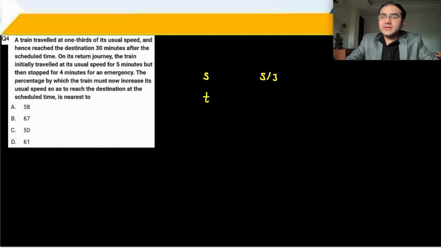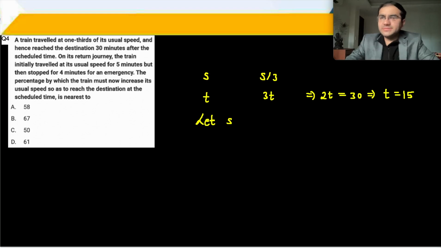So time taken initially was t. When speed became 1/3, time became triple. So initially time taken was t, and later on it was 3t. So the difference is 2t. That difference is 2t, and the difference in time is 30 minutes because the person was 30 minutes late. That means that t is equal to 15 minutes. The travel time is 15 minutes.